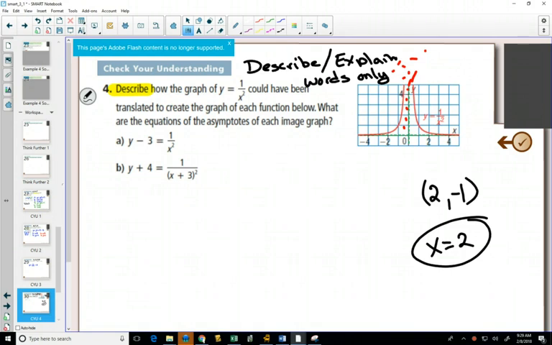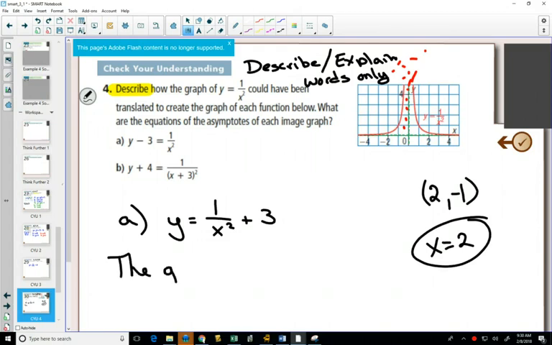So describe or explain means you have to use words. They tell us when they train people to mark the exam, they say if the student has math, put your hand over top of the math, just read the words. If the words don't make sense without that math, then you can't give them marks for that. It has to make sense completely from the words alone. Now this one's not a very hard one to describe, right? First of all, I would probably take this equation just because I like to write the y by itself and move that 3 over to write 1 over x squared plus 3.